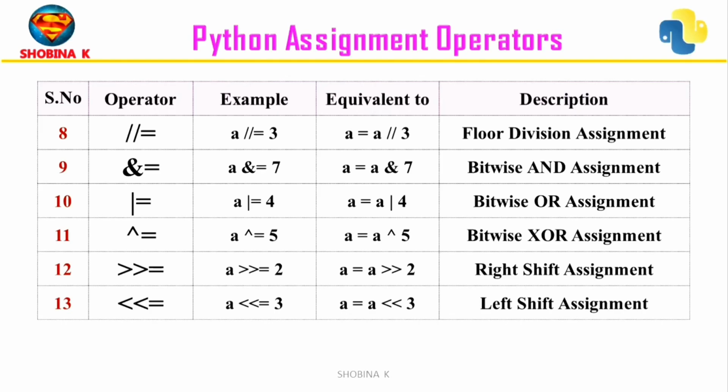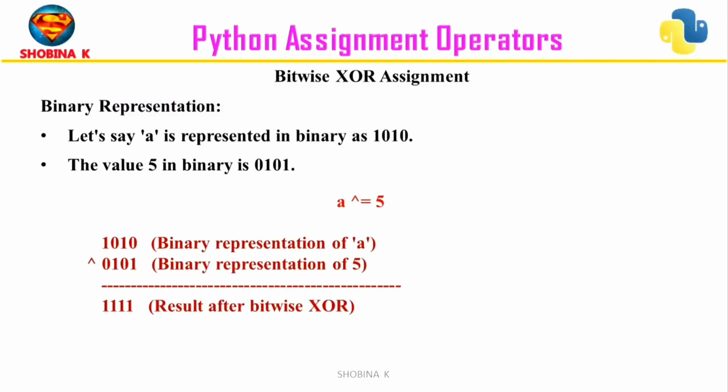And next we have the bitwise XOR assignment operator. This operator works by performing a bitwise XOR operation between the current value of a variable and a specified value. After that, it assigns the result back to the variable. And here is how the bitwise XOR operation is done.